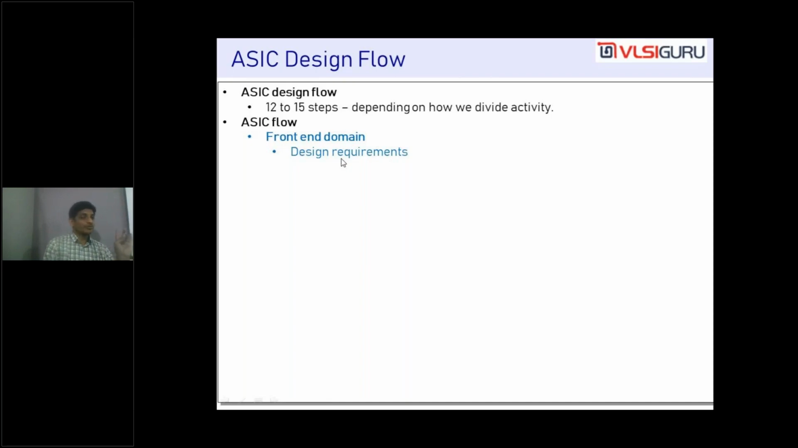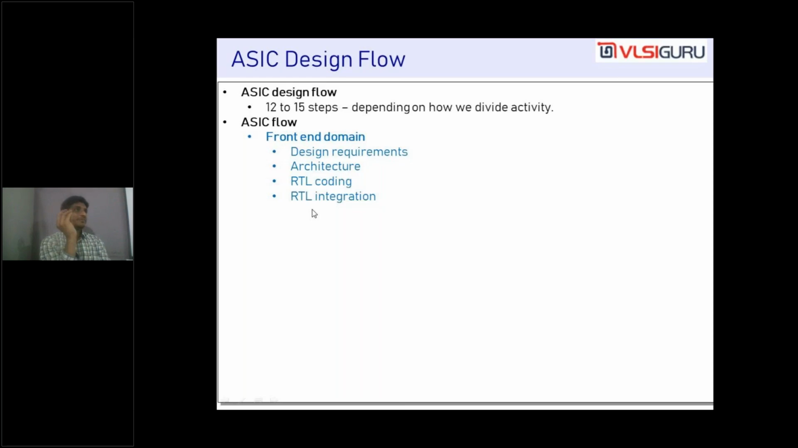After design requirements, whom do you go to? The architect. What will he give you? He will give you an architecture diagram, right? Architecture, and he will give you specifications. Then what do you do? RTL coding. This is done using a language called Verilog. Using Verilog, we do RTL coding. Then whatever you have coded, you need to integrate it. That is called what? RTL integration.